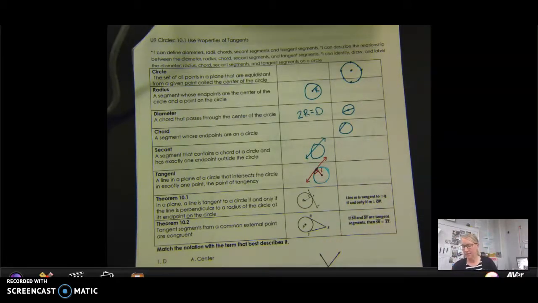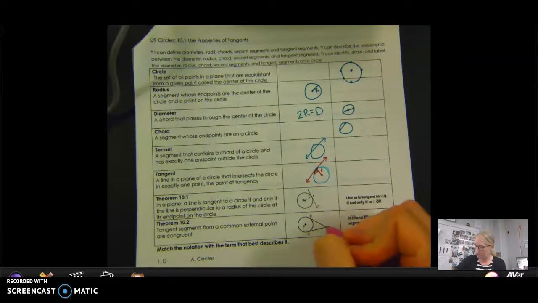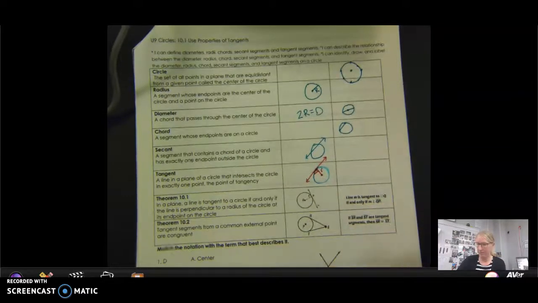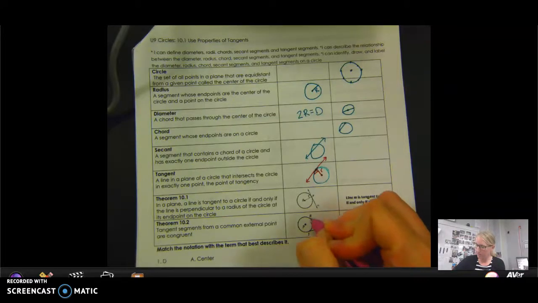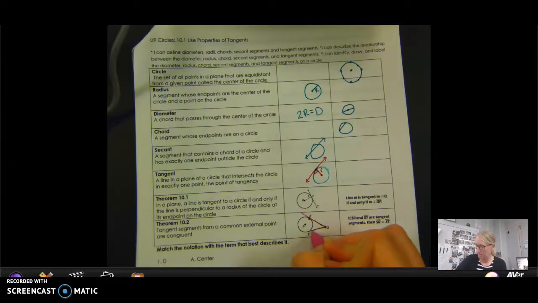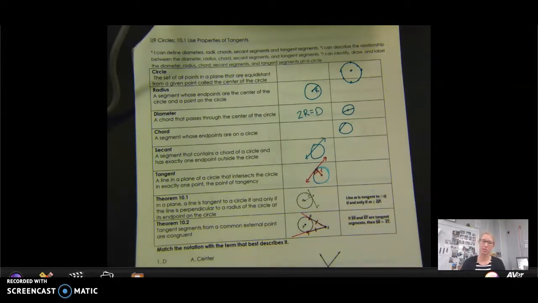And then 10.2 says, tangent segments from a common external point are congruent. So what they're saying is, if I'm going from this point T, and I am going this way at this angle, it's going to hit at a point that's tangent. So this is a tangent line. This is a tangent line because they hit at one point. What's going to happen is this piece is always going to be equal to this piece. Okay?